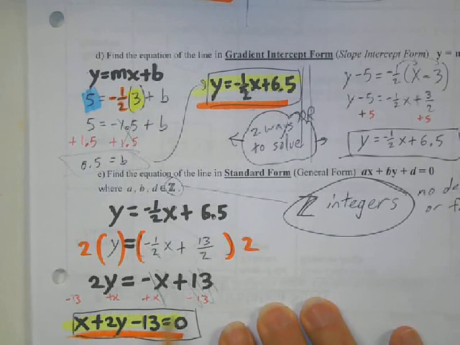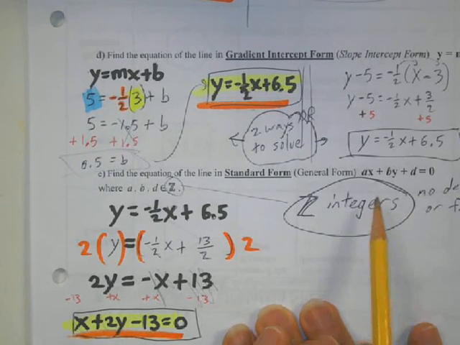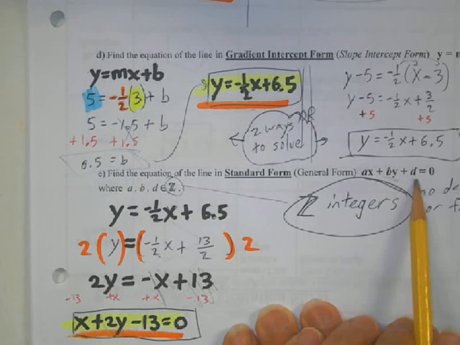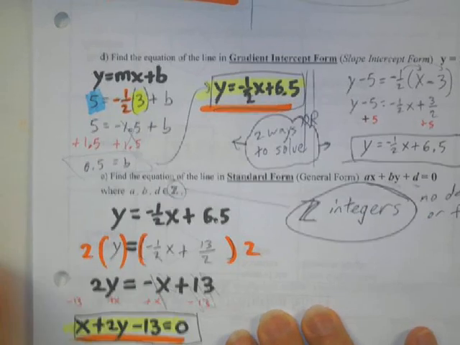Now, in class, I saw a lot of people with this, but they had the things in different orders. Like maybe they had the 2y first, or the negative 13 first. When you're writing it in standard form, it needs to be alphabetical. The term with the x comes first, the term with the y comes second, and the term without the variable x or y comes last. Okay?